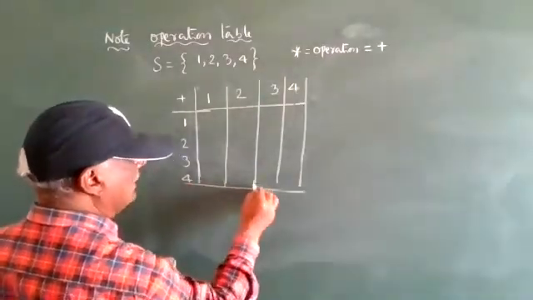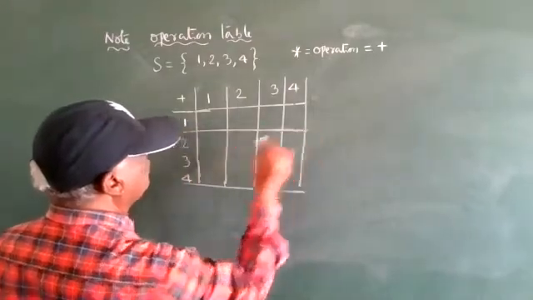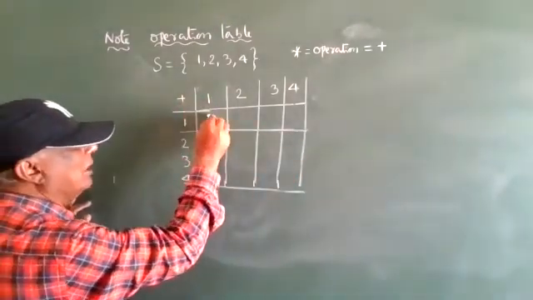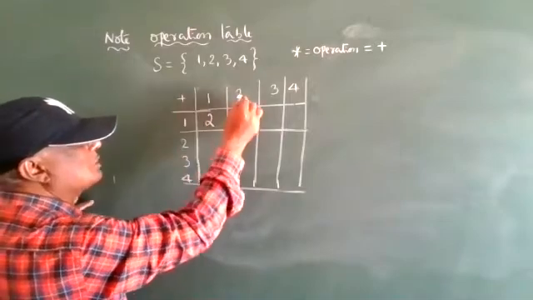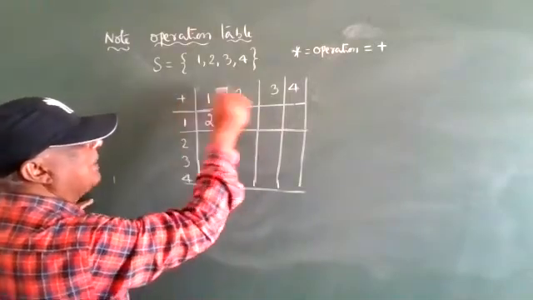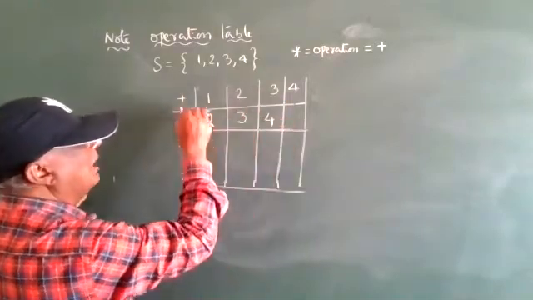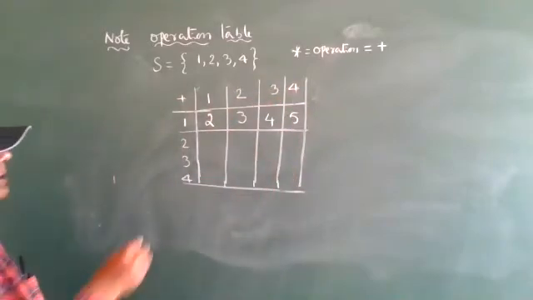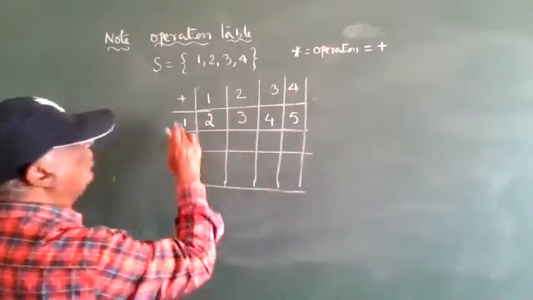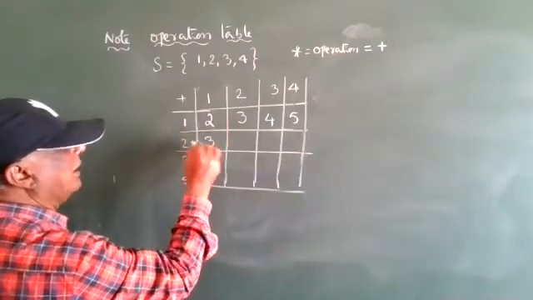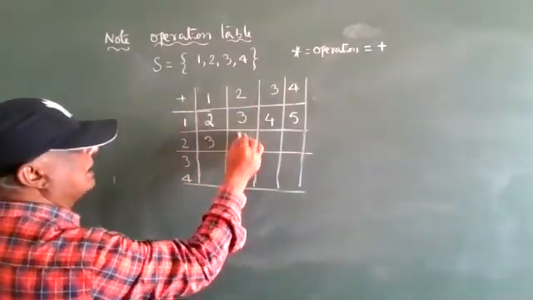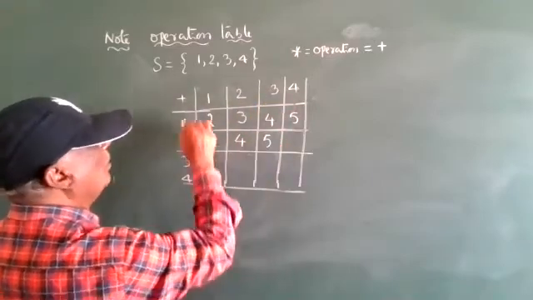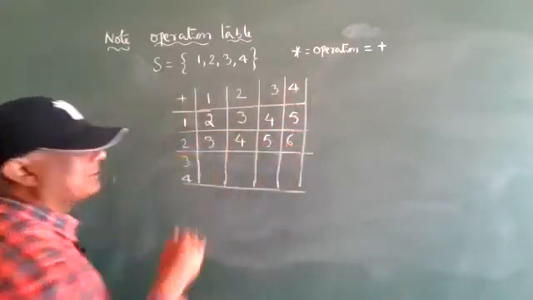Okay? So simple. Now see, start with 1: 1 plus 1 is 2, 1 plus 2 is 3, 1 plus 3 is 4, 1 plus 4 is 5. Okay. Next, start with 2: 2 plus 1 is 3, 2 plus 2 is 4, 2 plus 3 is 5, 2 plus 4 is 6.